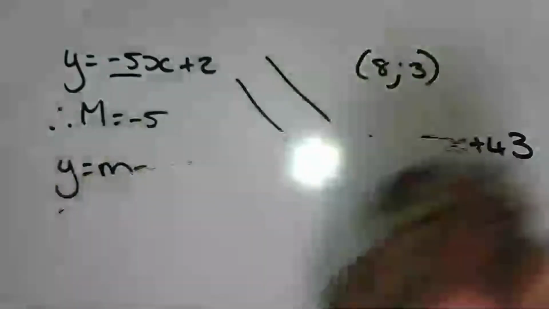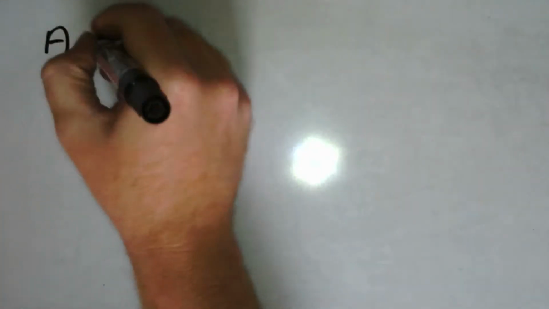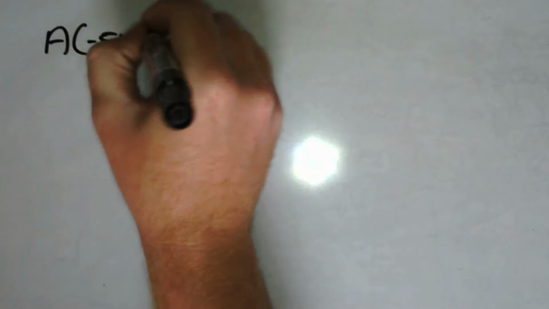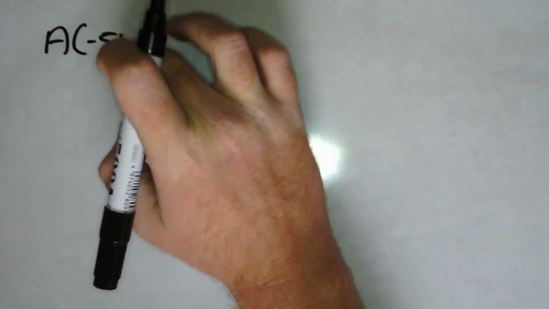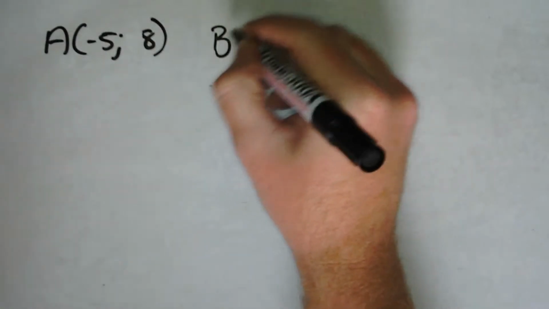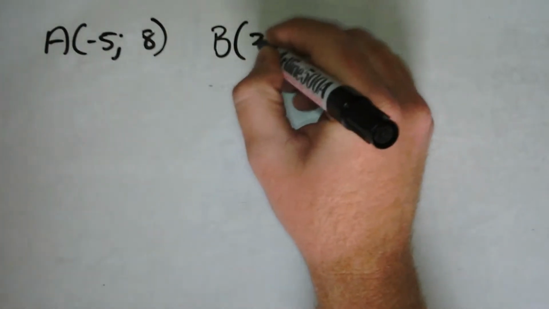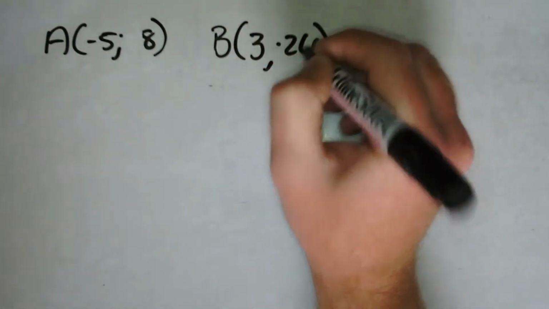So, our second last question here asks, calculate the gradient of a line with points A, which is negative 5 and 8, as well as B, which is 3 and 24. So, they tell me that A is negative 5 and 8, not 28. Sorry about that. And then B is 3 and 24 in this case.